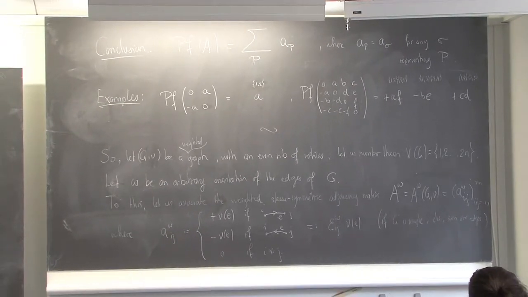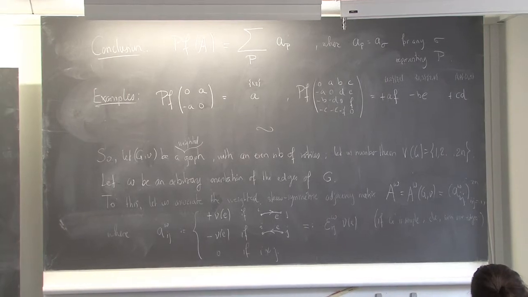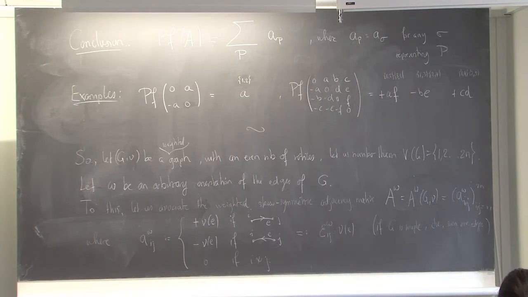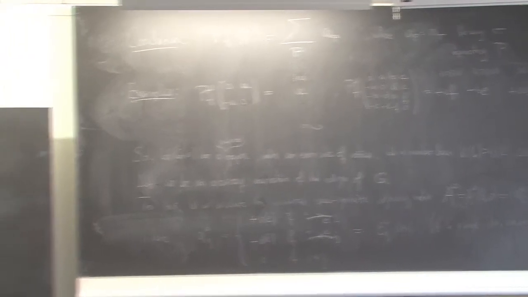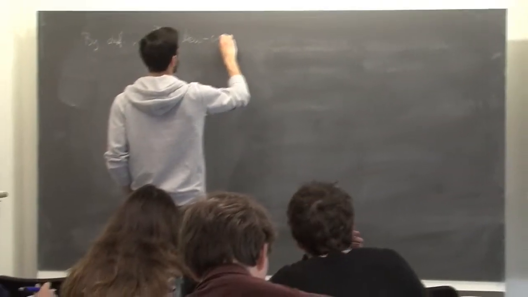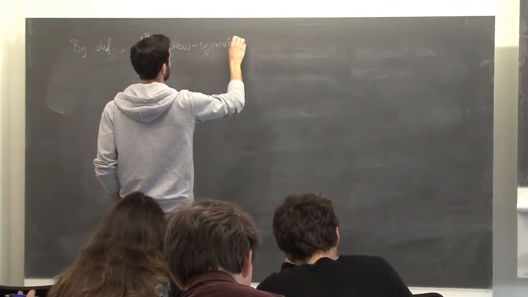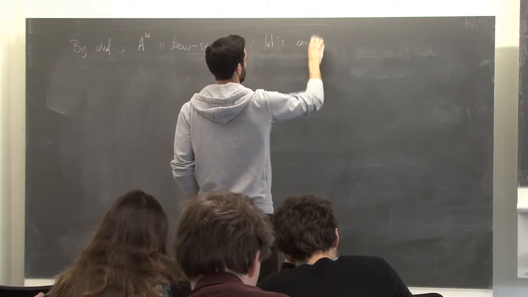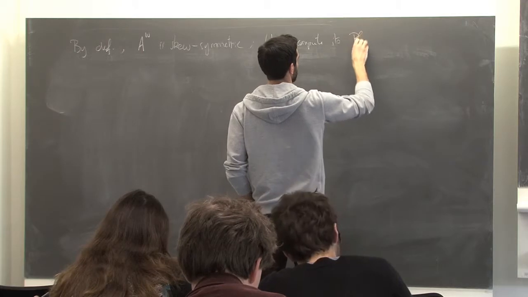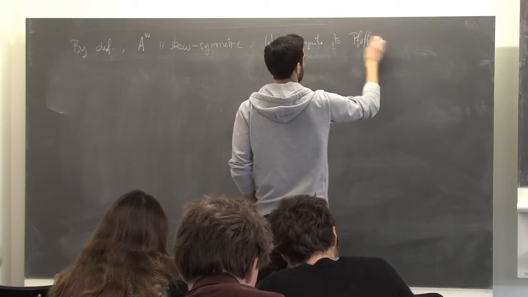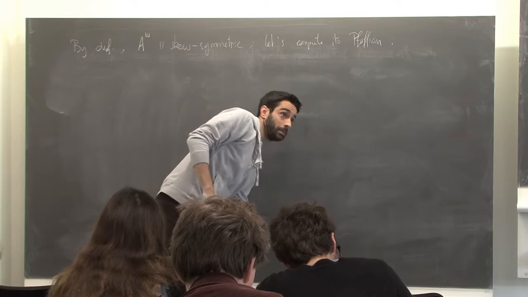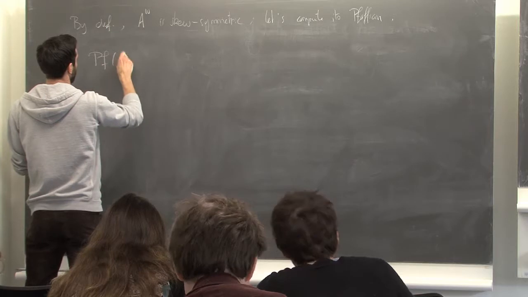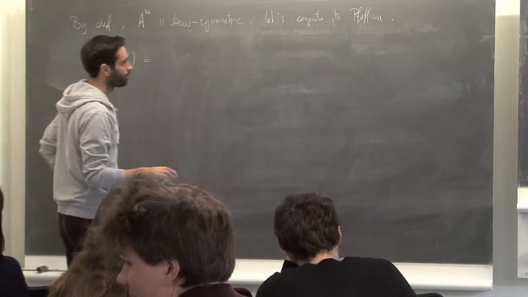So you agree that this matrix is skew symmetric, right? Really by definition. So by definition, A omega is skew symmetric. So let's compute its Pfaffian. Okay. Pfaffian of A omega is equal to what?